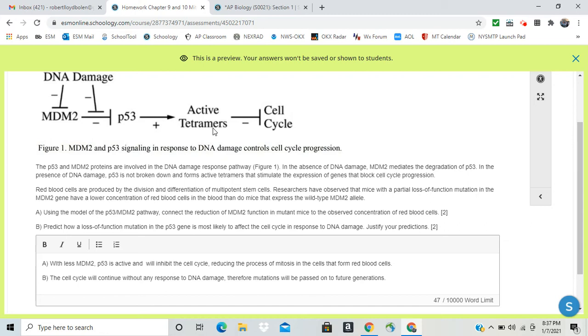And the letter B, it says predict how a loss of function mutation in the P53 gene is most likely to affect the cell cycle in response to DNA damage. Justify it. The cell cycle will continue without any response to DNA damage. Therefore, mutations will be passed on to future generations. Okay, so again, without MDM working completely, the P53 gene will most likely not function properly, and there'll be no response to DNA damage. Therefore, you'll have all these mutations being passed on to future generations.